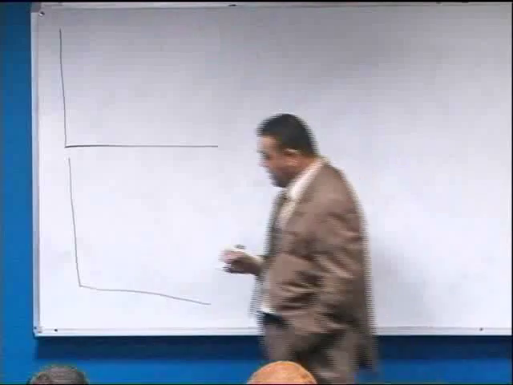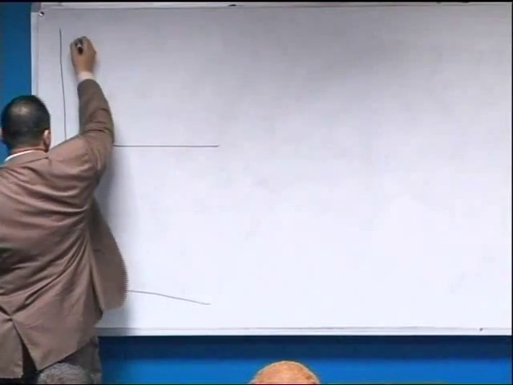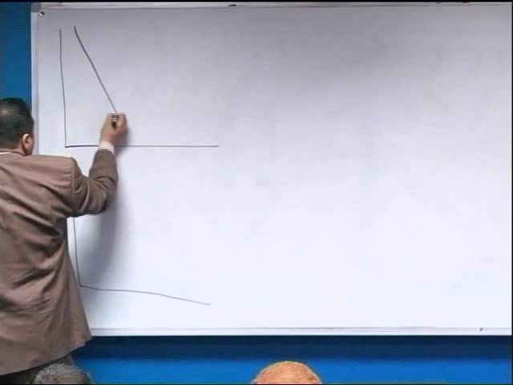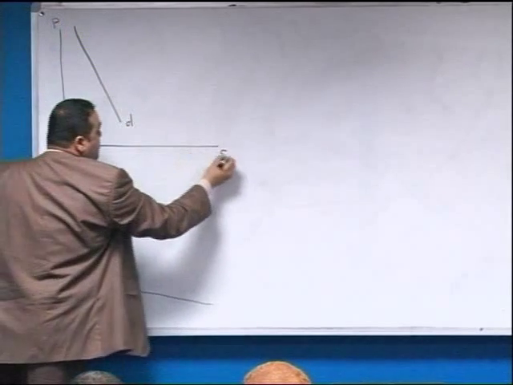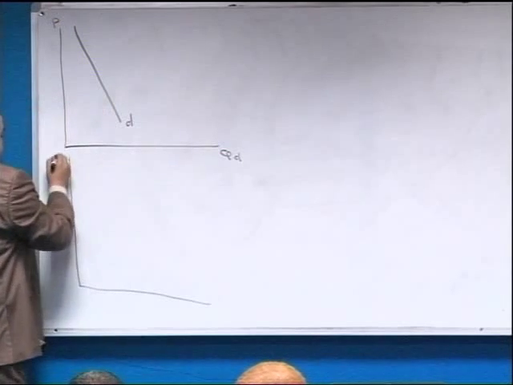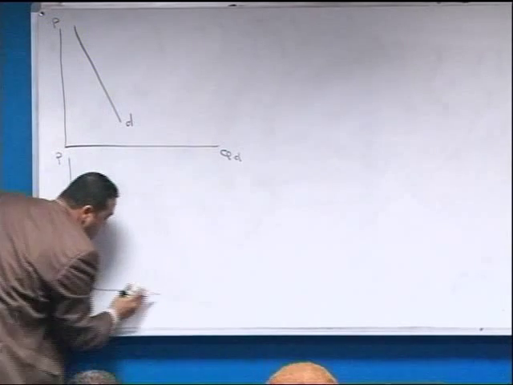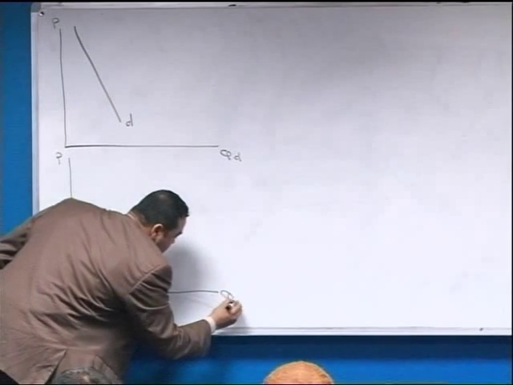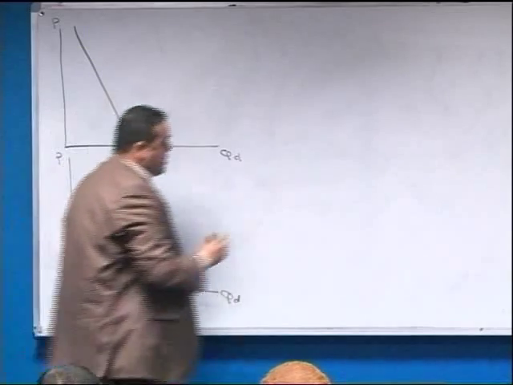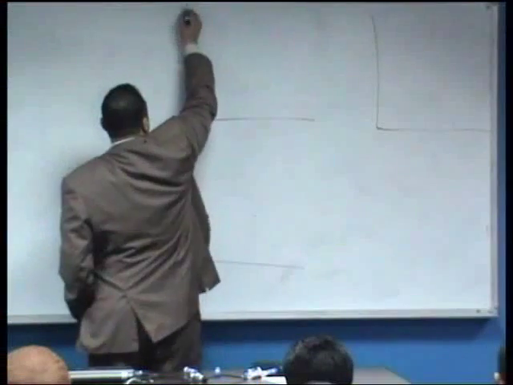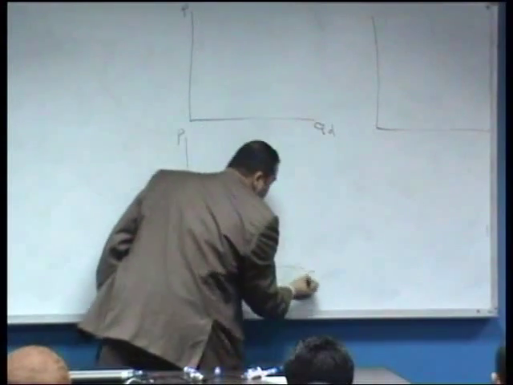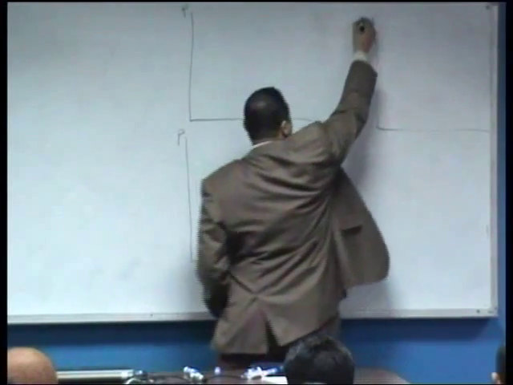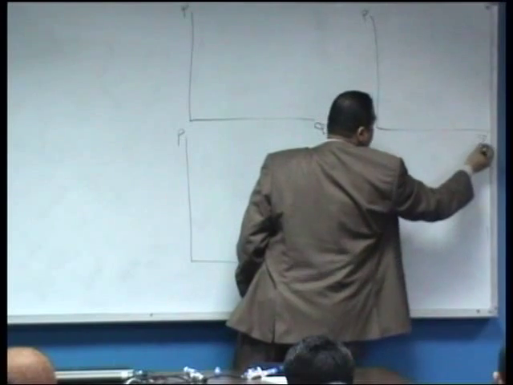The first diagram, this is D, P, QD. P, QD. The last one, P, QD.